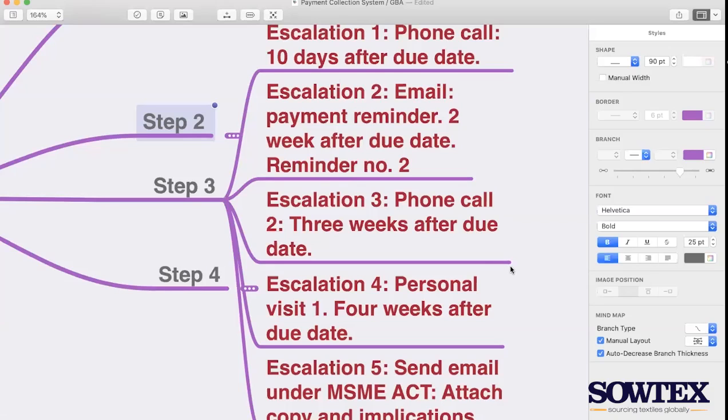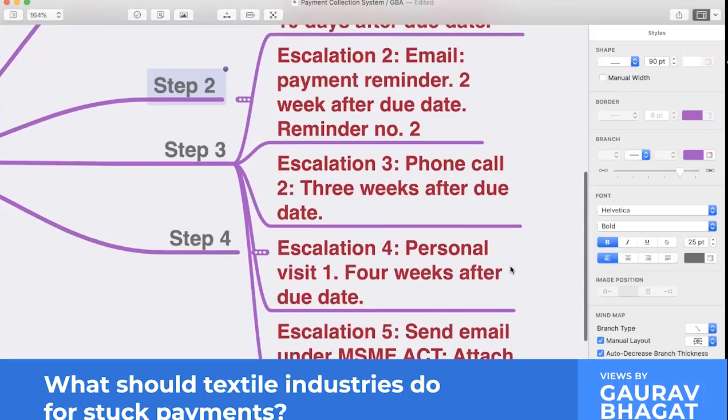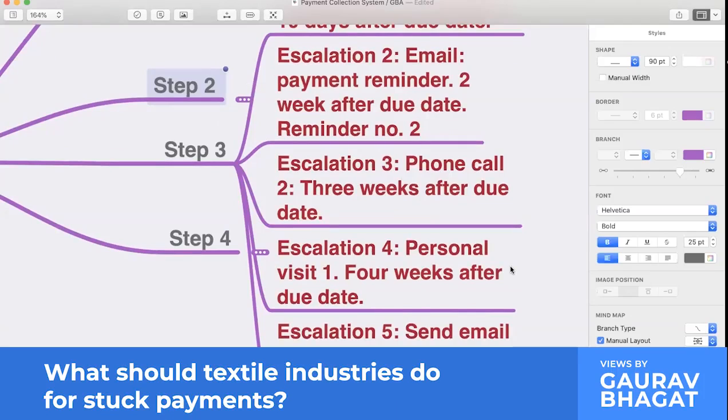Now, MSME Act, escalation 5, of course, because a lot of my companies and a lot of the people I deal with are under the MSME Act. Attach a copy of the MSME Act and send its implications and everything else. Even with some big multinational consulting companies, I don't want to take the names, but their boss's intention is bad. With them, we use this a lot, and we're able to get the money out.